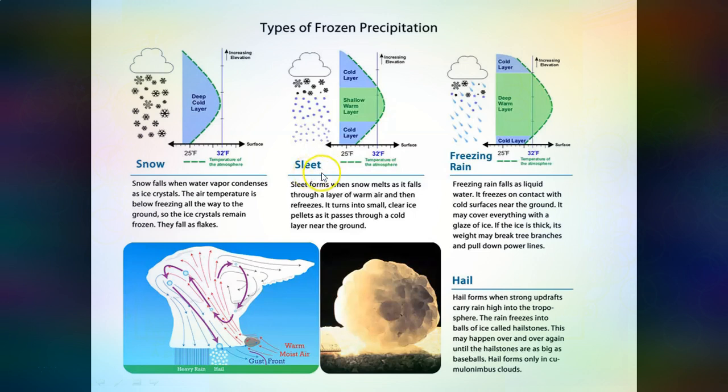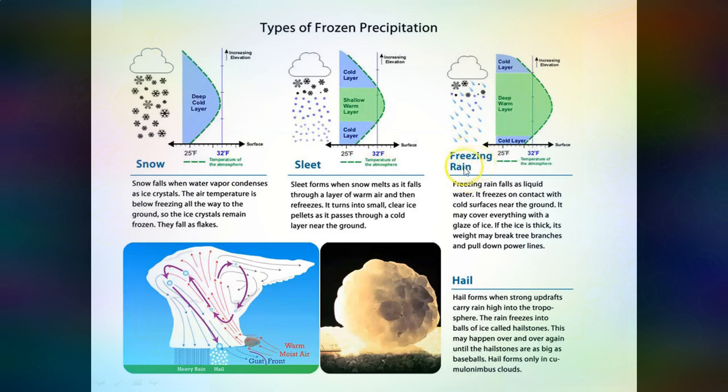Second type is sleet. Sleet forms when snow melts as it falls through a layer of warm air and then refreezes. It turns into small clear ice pellets as it passes through a cold layer near the ground. So here we can see the snowflakes. They first melt due to a warm shallow layer of air. Then again there is a cold layer which makes them refreeze.